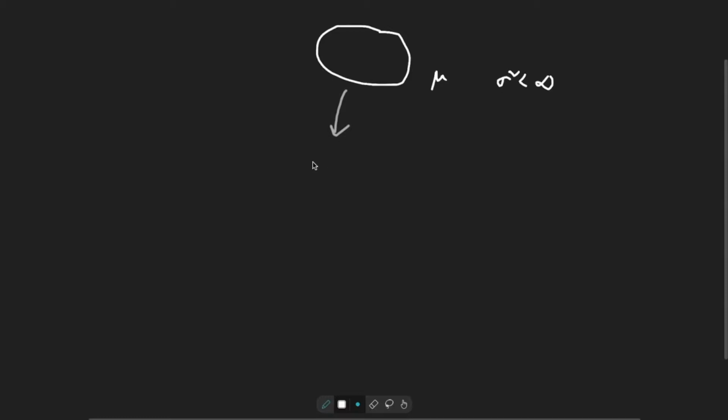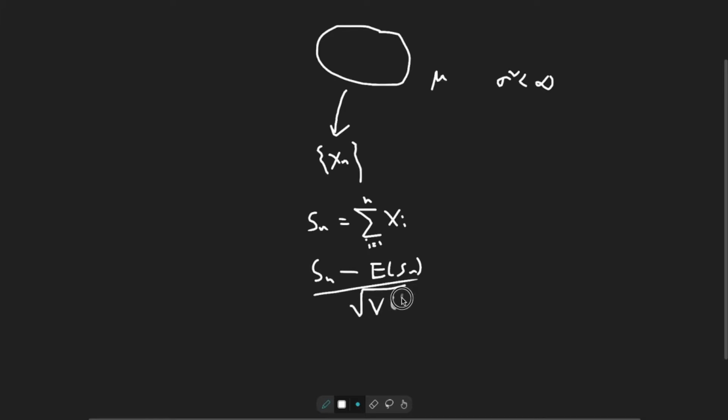If we take out of it a sequence of iid random variables, let's say Xn, and define Xn as the sum of Xi from i equals 1 to n, then what Lindeberg-Levy CLT says is that Xn minus expectation of it, divided by the square root of the variance of Xn, converges in distribution or law to normal 0, 1 or standard normal distribution.